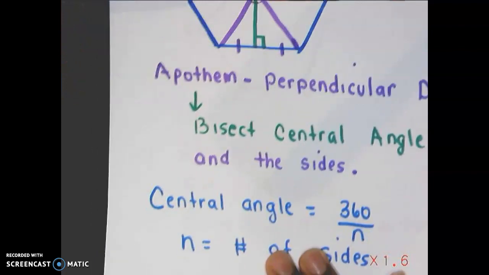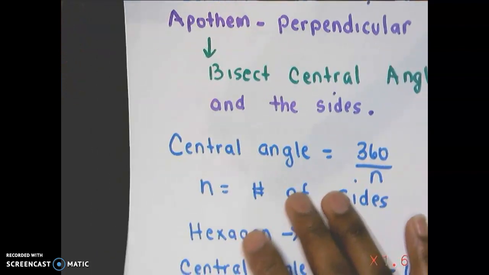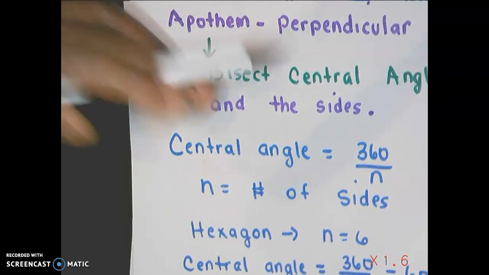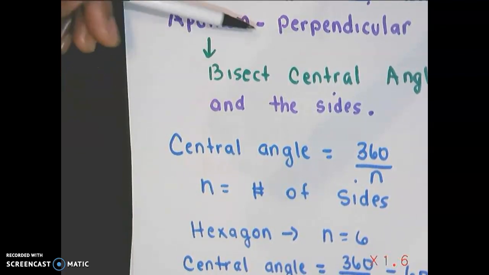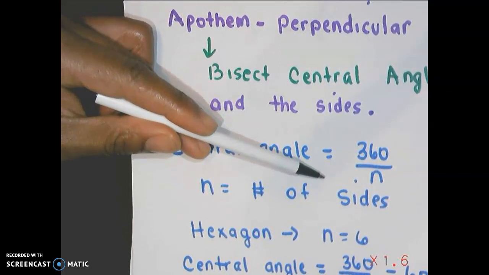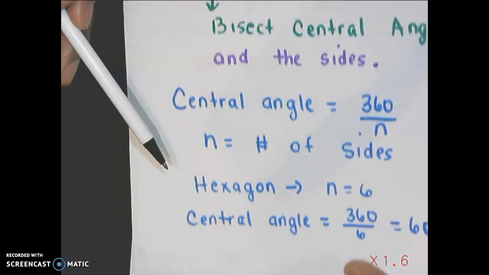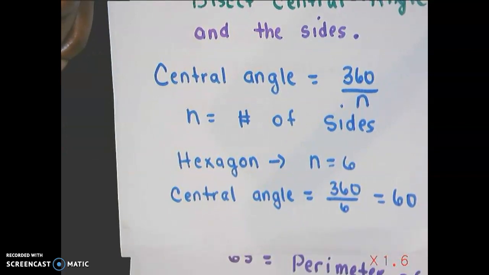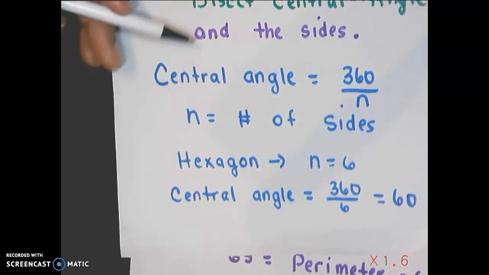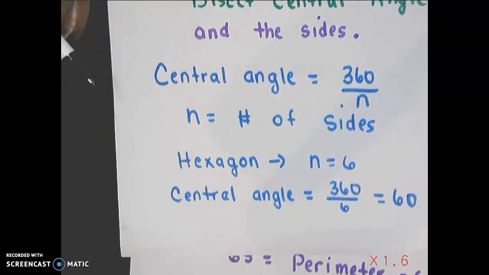As I mentioned, it bisects the central angle. To determine the central angle for any polygon, you take 360 and divide it by n, where n represents the number of sides. For this shape, we have a hexagon, which has 6 sides, so n is equal to 6. Our central angle is equal to 60 degrees because 360 divided by 6 is 60. That's how you determine the central angle.